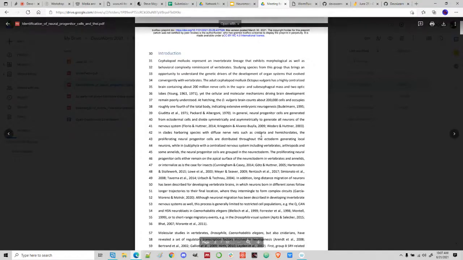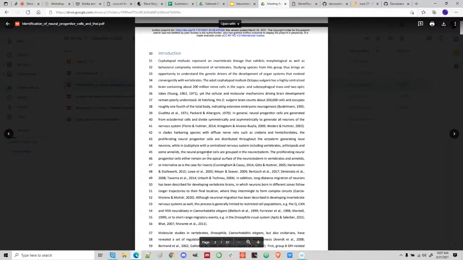So in these, and clades are like taxonomic groups. So in these nerve nets, which are diffuse, the proliferating neural progenitor cells are distributed throughout the ectoderm, generating local neurons. So in this case, instead of having, like in a mammalian brain, nerves, nerve endings, a central nervous system and a spinal cord, you have these neurons that emerge throughout the body and generate local neurons.